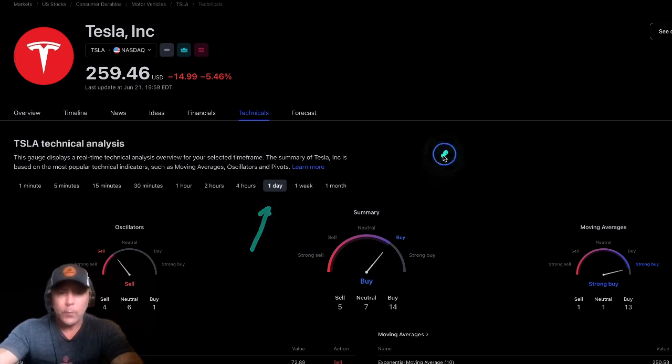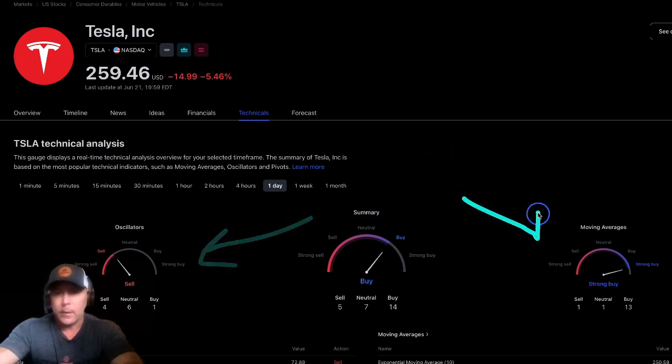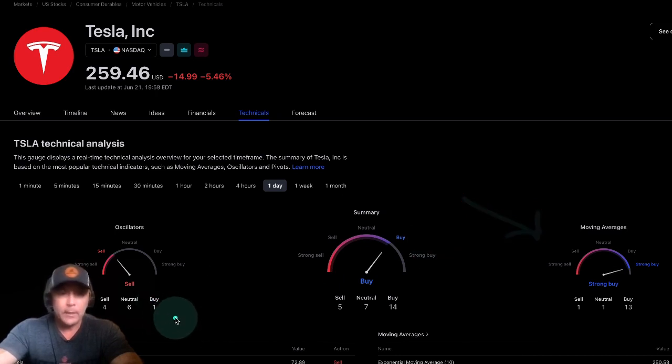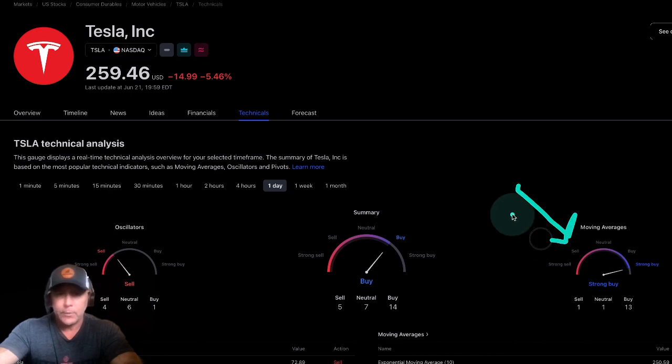We're on the 1 day. So if we look at the summary, it is an aggregate of the oscillators and the moving averages. But on the daily, we've got a sell for the oscillators. And on the moving averages is a strong buy. The summary is a buy. Now, if we look at the weekly, the gauges don't move. But if you notice, focus down here on the sell and the neutral.